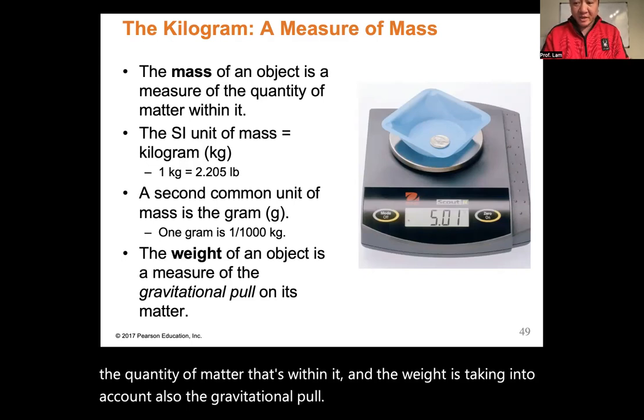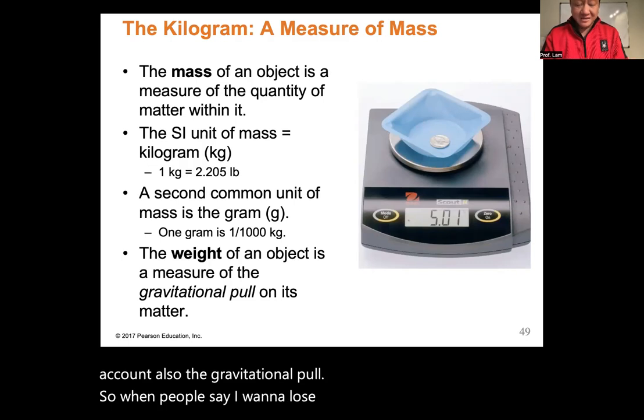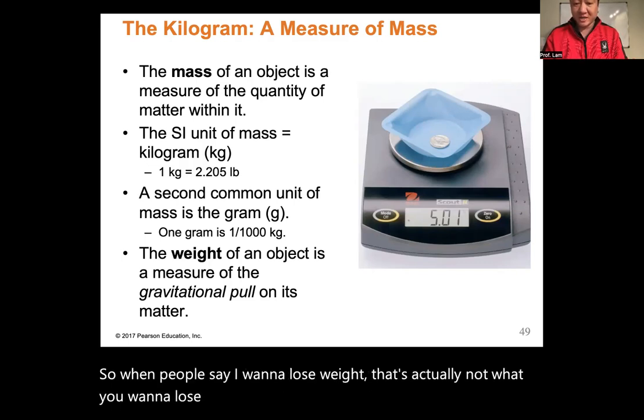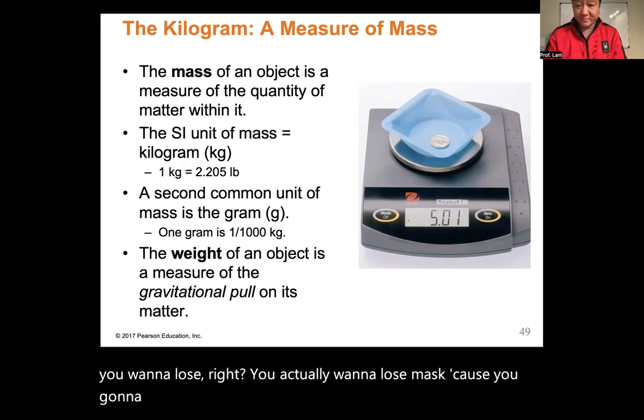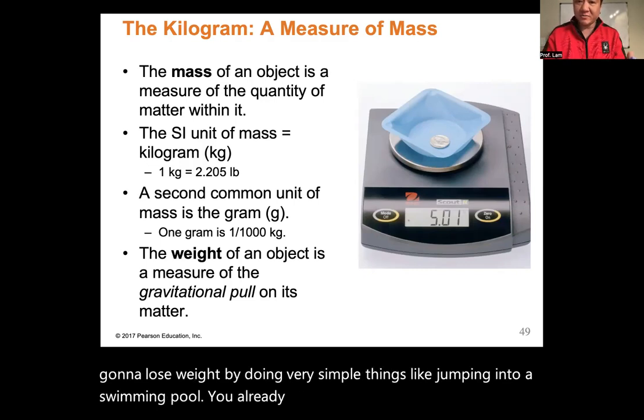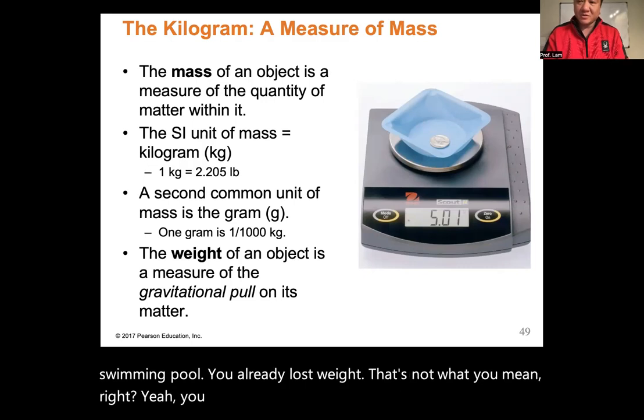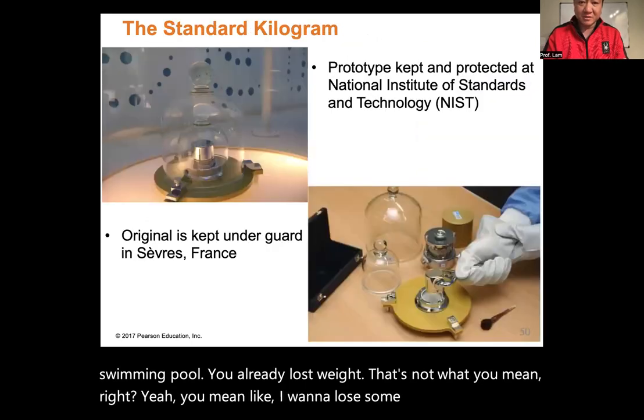So when people say, oh, I want to lose weight, that's actually not what you want to lose. You actually want to lose mass. Because you can lose weight by doing very simple things like jumping into a swimming pool. You've already lost weight. That's not what you mean. You mean like, oh, I want to lose mass. I want to get smaller.